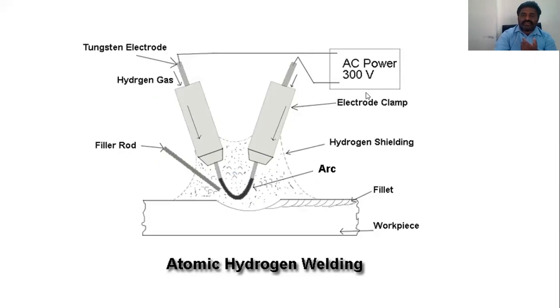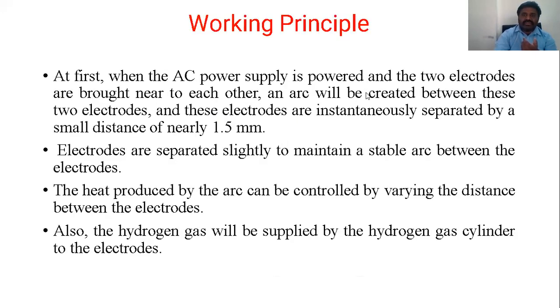Now coming to the working principle. At first the AC supply is switched on, and the two tungsten electrodes are brought near to each other. An arc is created between these two electrodes, and the electrodes are then instantly separated by a small distance. There will be a small distance between them.